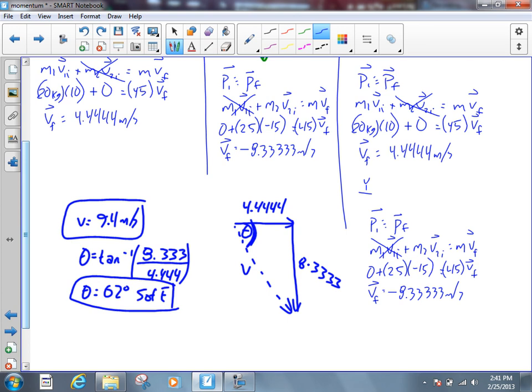Anybody ever have trouble knowing where to put the angle? Here, here, here? Always put the angle at the start of the vector diagram. So where you see tail to tail, not where you see head to head.